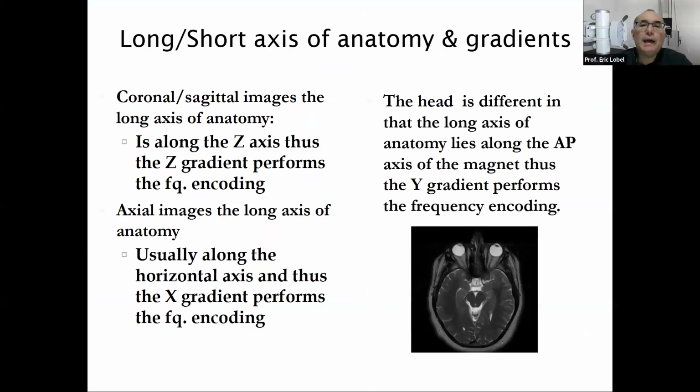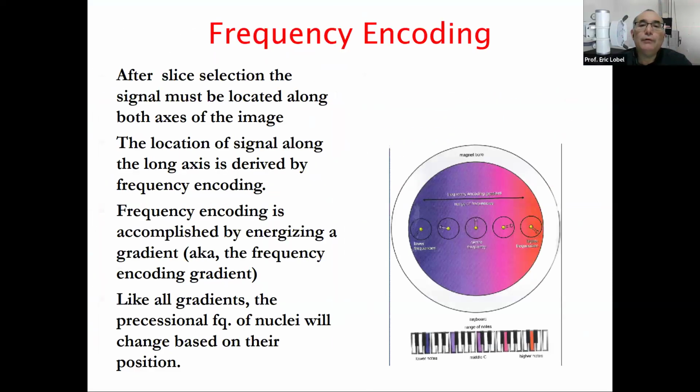So now we're going to go back. I apologize for this. We're going to talk about frequency encoding. This is our third step. The frequency encoding gradient, again, could be X, Y, or Z. It depends on which one of those has previously been decided to be cutting for your slice selection.